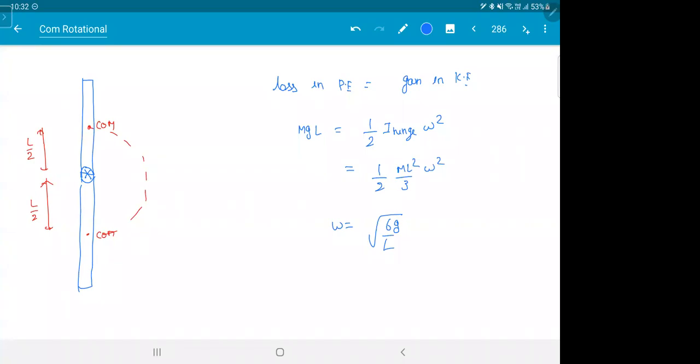Any doubts? Ask me. So instead of writing stage 1, state 1, state 2, we'll stop writing that. We'll simply write loss in potential, gain in kinetic. Clear with this? Any steps you didn't get?